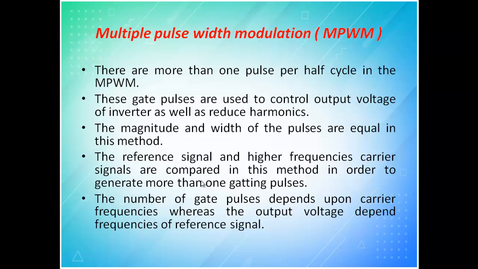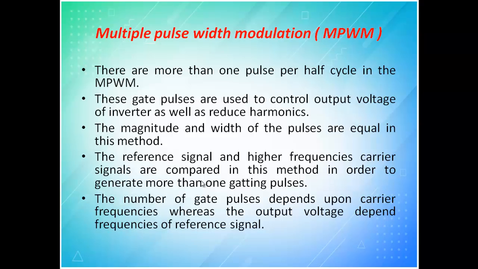From single pulse to multiple pulse, what happens is, the single pulse width modulation technique is only controlling your output voltage, whereas when multiple pulse width modulation comes into picture, the gate pulses are used to control the output voltage of the inverter as well as reduce the harmonics. The magnitude and the width of the pulse are equal in this method, which means I am repeatedly generating pulses, but the width of the pulse remains constant. Width is not changed.